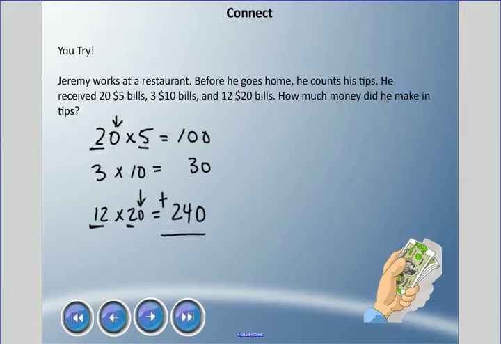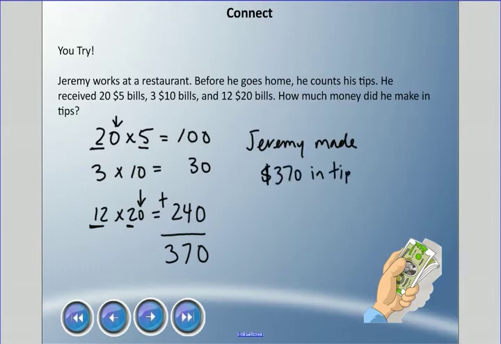That's his tips. 0, 0, 0 is 0. 0 plus 3 plus 4 is 7. And 1 plus 2 is 3. Jeremy made $370 in tips. I don't know if this is a really realistic question because I really need to be a waiter now, but you can see the answer here.